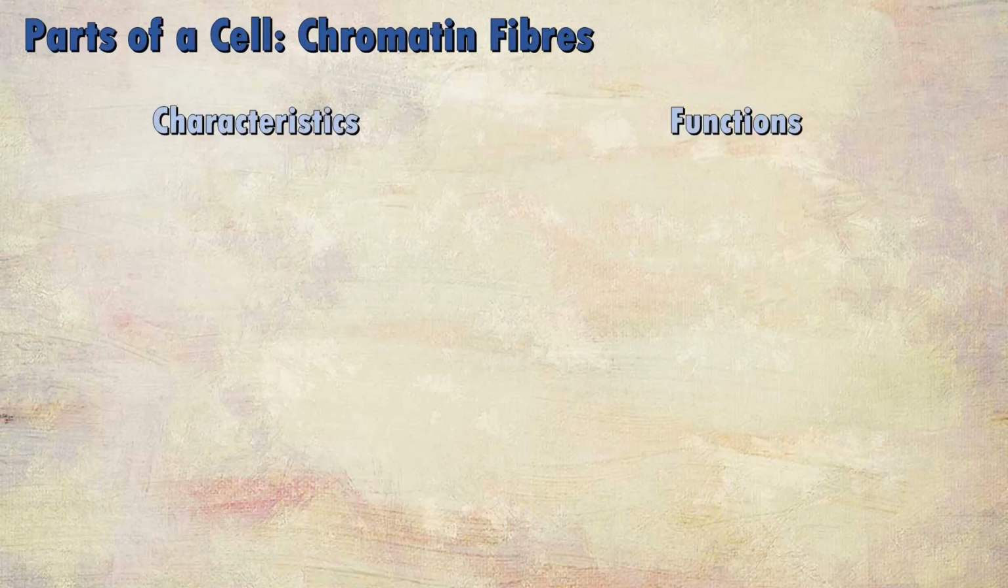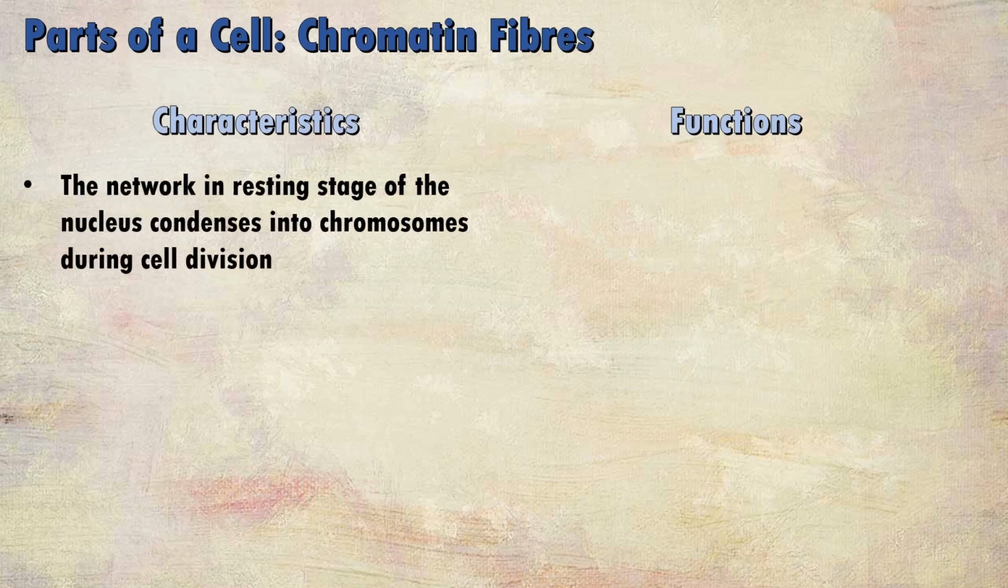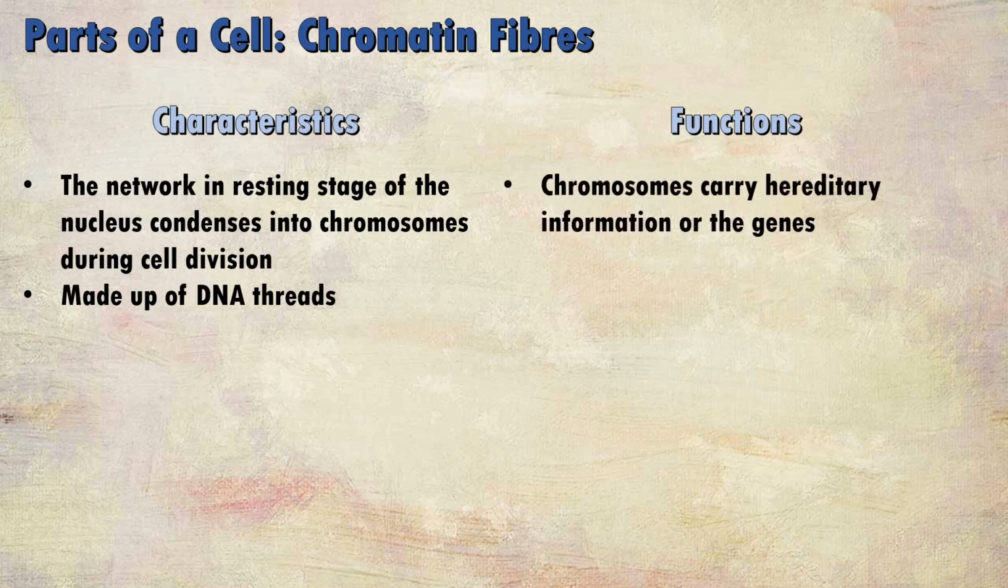Chromatin fibers. The characteristics are, it is a network and resting stage of the nucleus which condenses into chromosomes during cell division. It is made up of DNA threads. Functions. The chromosomes carry hereditary information or the genes.